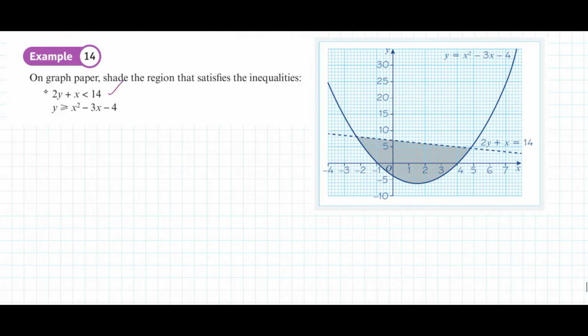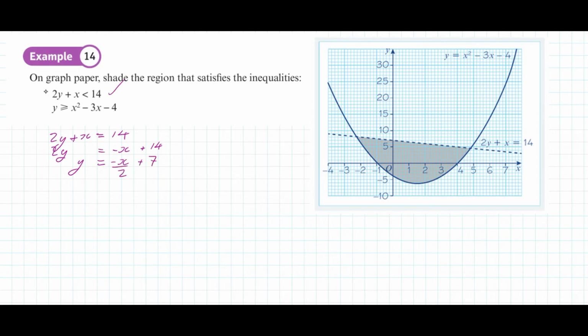To understand where to plot that inequality, we need to understand where the line of 2y plus x equals 14 is placed on our graph. And we're going to rearrange that into the form of y equals mx plus c. So first of all, we're going to take x from both sides. So we've got 2y equals minus x plus 14. We're going to divide both sides by 2 to give us y equals minus x over 2 plus 7.